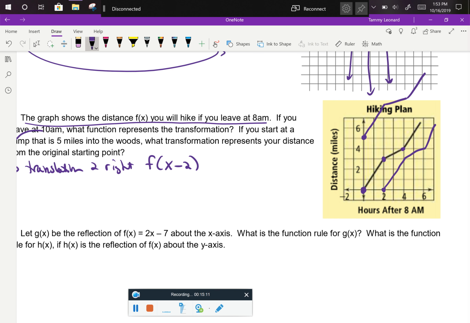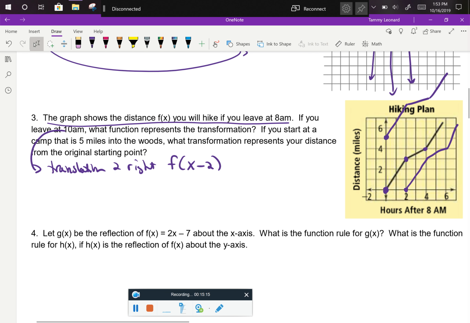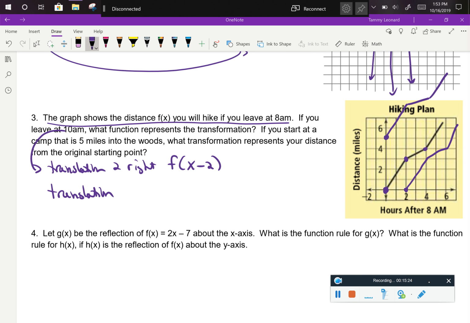Yes, Mrs. Leonard, I'm okay with this very strange problem. Awesome. Okay. So this is still a translation, isn't it? Yes. But it's a translation where? Outside the parentheses. Vertically. Vertical translation. So how many spaces?